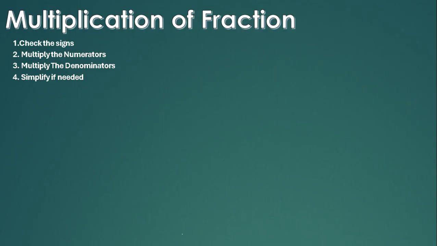Multiply the numerators, multiply the denominators, and simplify if needed. Example number 1: we have 4/5 times 2/3.